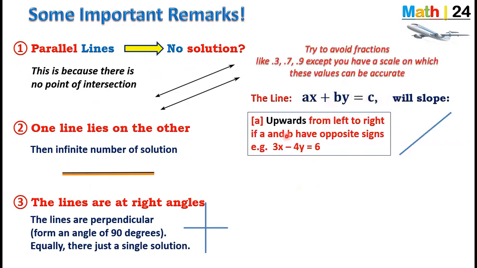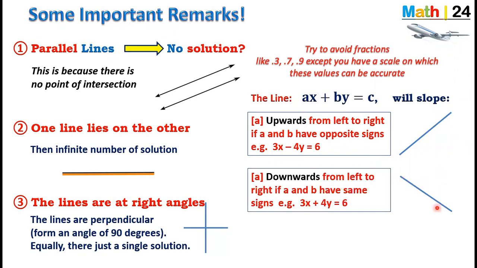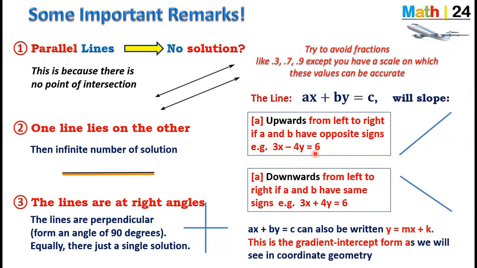Then from here, this type of line will slope upwards from left to right if a and b have opposite signs. So if the coefficient of x and the coefficient of y have opposite signs, then this will slope upwards like this. But if their signs are the same, then it will slope downwards like this. And these are examples of equations like that. So ax plus by equals c can also be written in the form y equals mx plus k. And this one is called the gradient intercept form, where m is the gradient and k is the intercept on the y-axis.